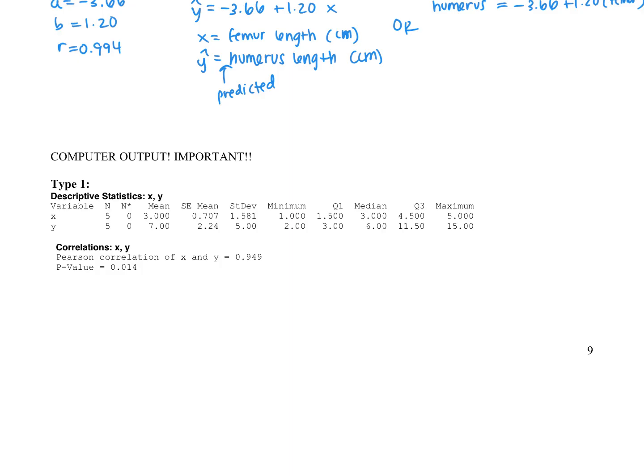This is different data. This is not the same data as above. What you notice for this data is it gives us x, y, and a whole bunch of numbers for x and y. So the top line is a bunch of stats for x. The bottom line is a bunch of stats for y. And then we also notice Pearson correlation, that is just R. So this 0.949, that's R. And then the p-value, we haven't talked about it, and we won't talk about it for a long time.